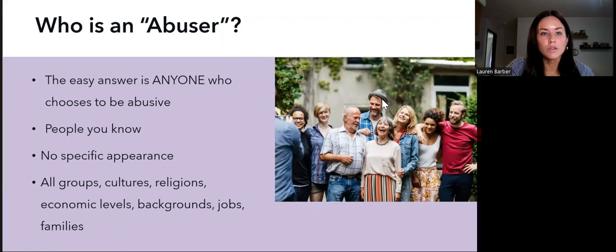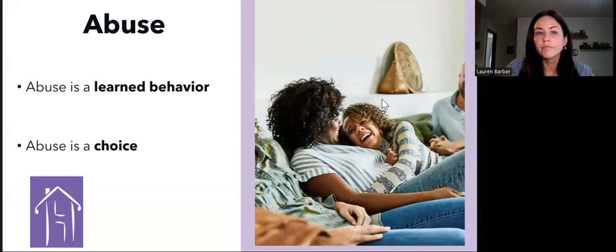And we're also, this is a big point, we're also all capable of choosing not to hurt other humans. So that second bullet point, abuse is a choice, is a big point in this.